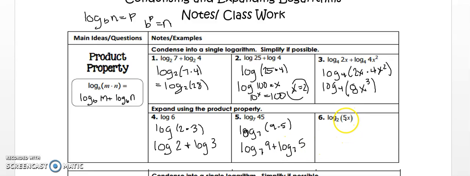All right, last one. So this is 5x, but this is really 5 times x. So log base 2 of 5 times x. Since we're multiplying in here, that means it's going to become addition. So we have log base 2 of 5 plus log base 2 of x. That's it. So using this product property, remember when we had exponents and we multiplied, we added the exponents? This is very similar because those are related to one another.